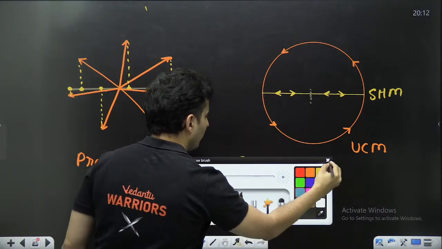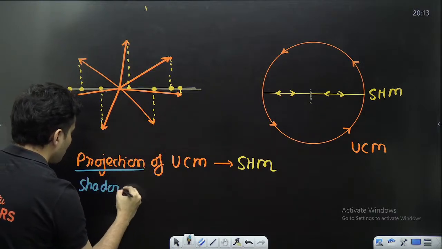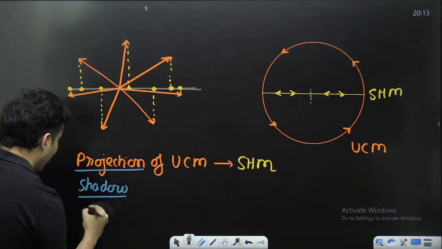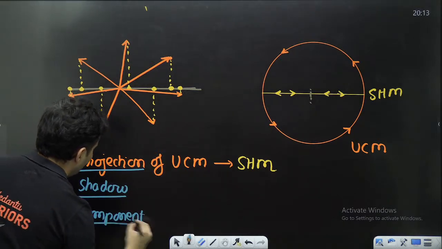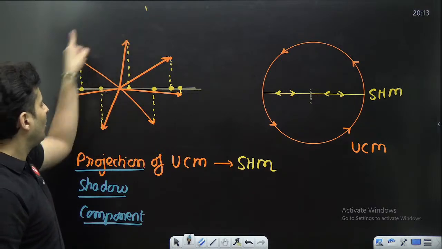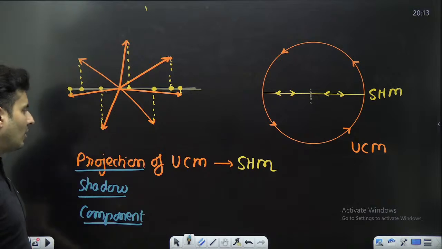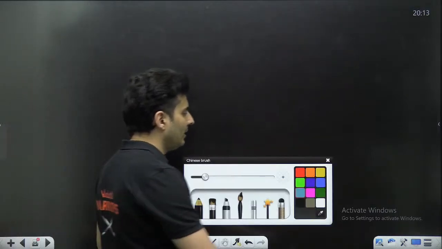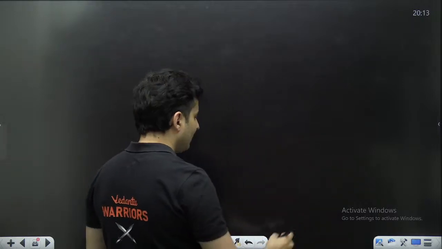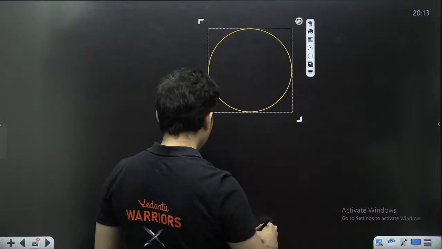If you don't like that word projection, you can also call it the shadow, or you can also call it the component. You can also call it the component of a UCM. Of this UCM, it's an X component or Y component, whatever you want to call it. It's all meaning the same thing. So let's understand and prove it in a little bit better manner. It will be very, very useful for all of us.